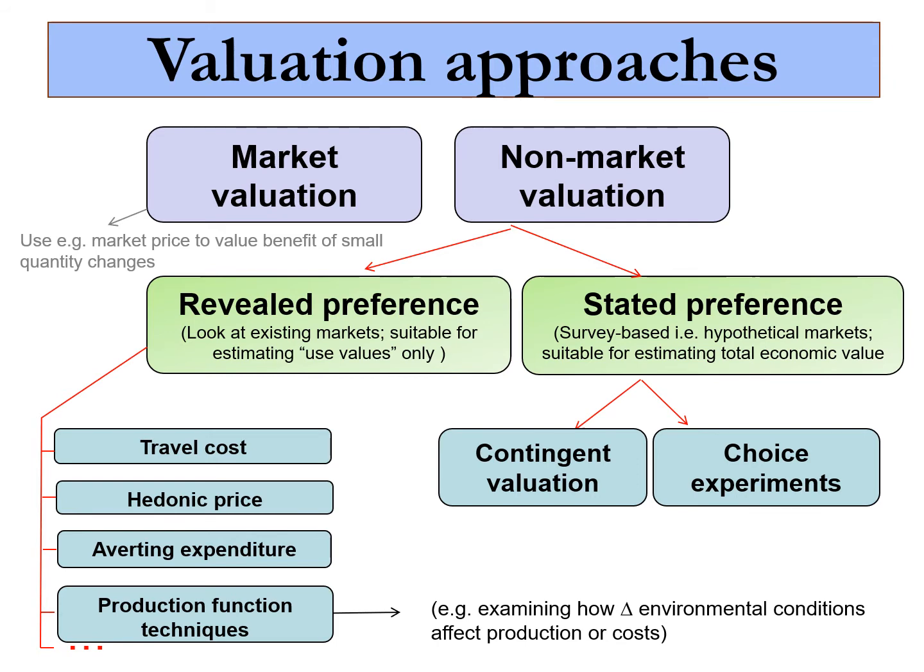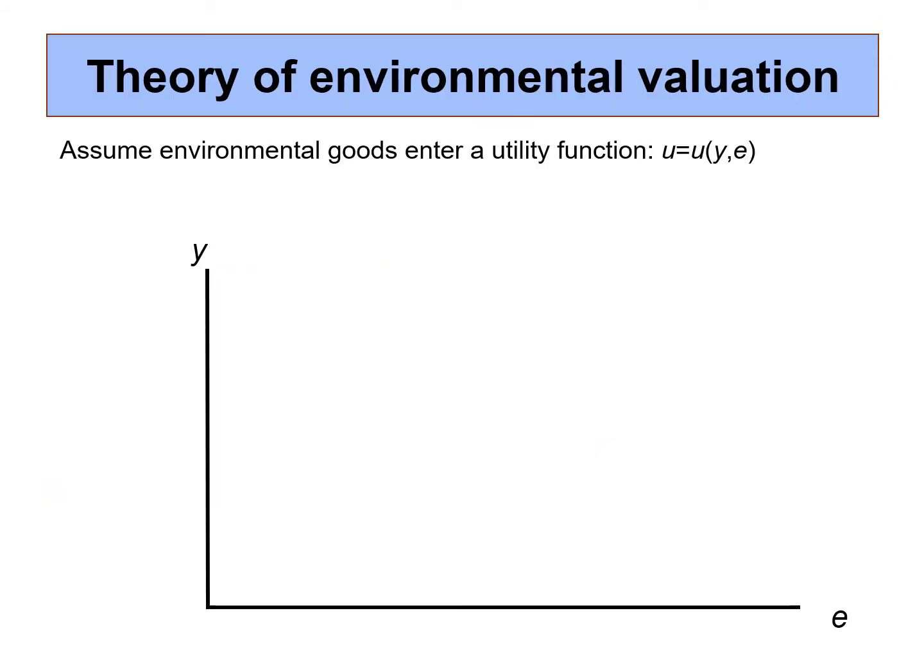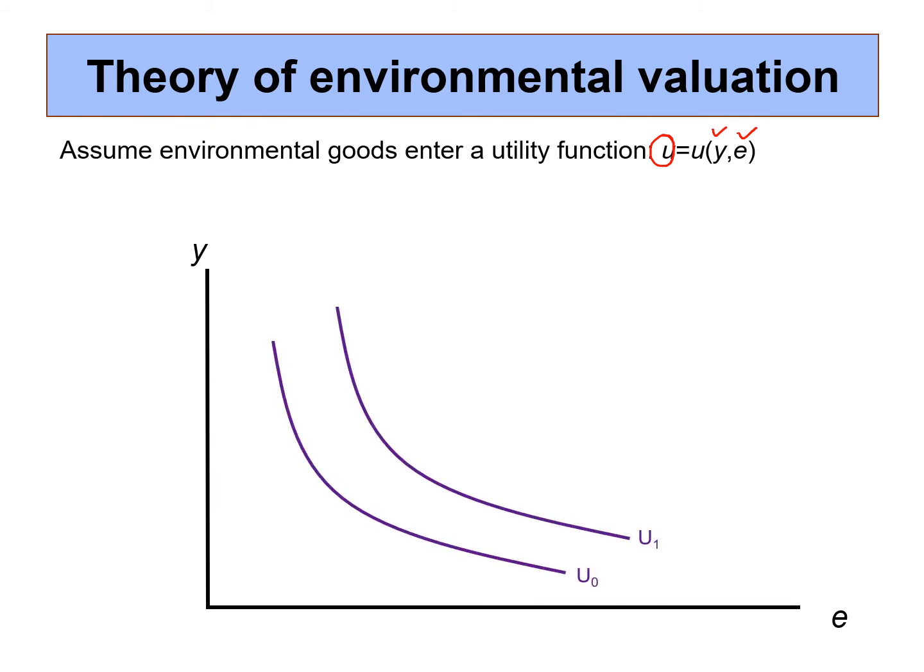Theory of environmental valuation. Let's assume that environmental goods enter into our utility function. So our utility is a function of income as well as environmental goods. Here is our indifference curve. What is an indifference curve? It is a combination of marketed goods and environmental goods between which the individual is indifferent.